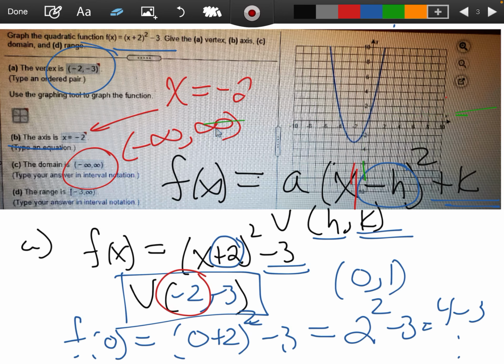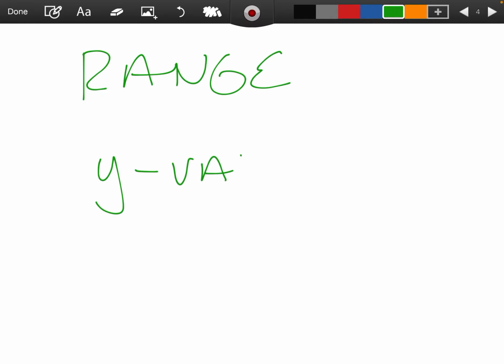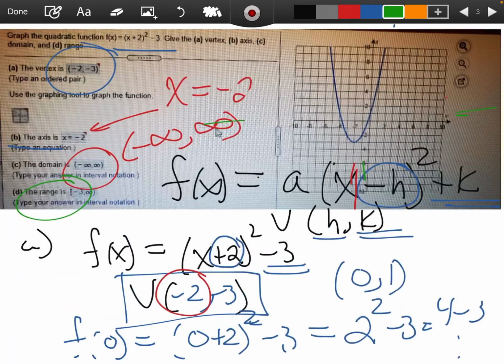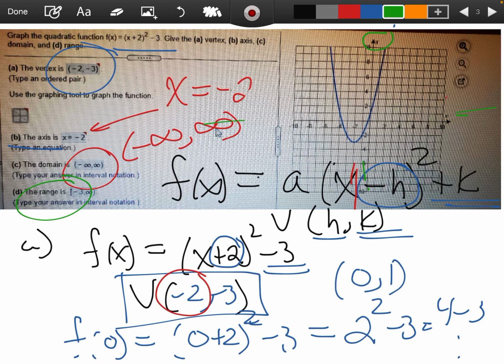Now, what about the range? Let me explain the range to y'all. Okay, let me clean up some of this mess here. And I'll use green. The range refers to the y values. So let me write it over here. The range are the y values, okay? So here's my y-axis. I'm going to draw a line going up from the bottom all the way to the top on the y-axis.